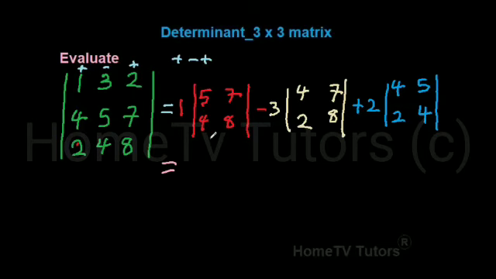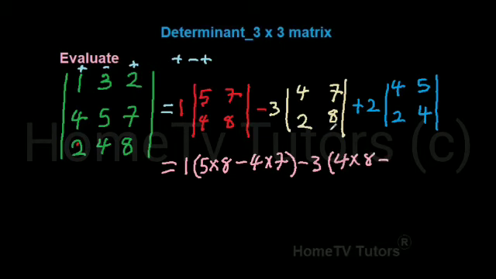So now we have equals 1 bracket the product of the diagonal 5 and 8, 5 times 8, minus the product of the diagonal 4 times 7. Then minus 3, the product of the diagonal 4 and 8, so 4 times 8, minus the product of the diagonal 2 and 7, so we have minus 2 times 7. Then for the last one, we have 2, the last element, bracket, the product of the diagonal 4 and 4, 4 times 4, minus the product of the diagonal 2 and 5, 2 times 5.